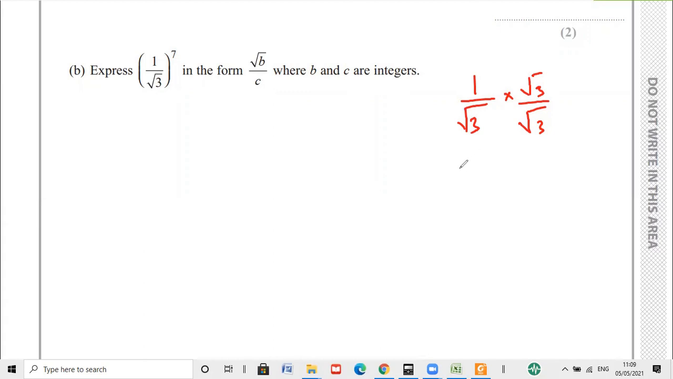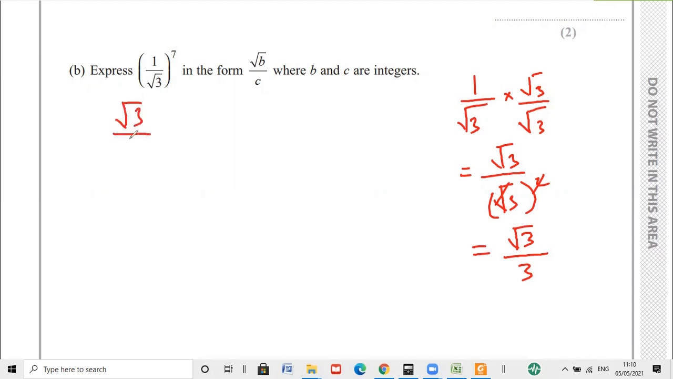1 times the square root 3 will be just square root of 3. And in the bottom, we'll get square root 3 times square root 3, which will be square root 3 squared, which means square and square root get cancelled. So we are left with square root 3 over just 3, which means I can write this as 1 over square root 3 as square root 3 over 3, square root 3 over 3, all of this to the power of 7.